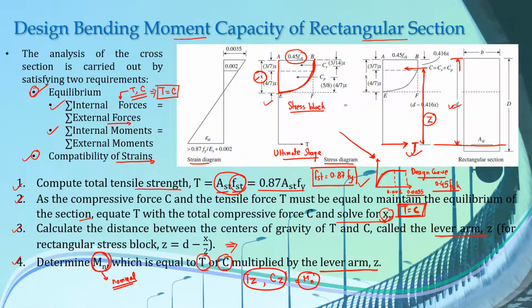So the four steps I will discuss again. First, calculate the tensile strength. In the second step, equate the value of compressive forces and tensile forces to determine the value of X, which is the depth of neutral axis. Third, calculate the lever arm by using the values of effective depth and the value of X. And finally, multiply the value of either tensile force or compressive force with the lever arm calculated in step 3 to get the value of Mn, which is the nominal moment resistance of our beam.